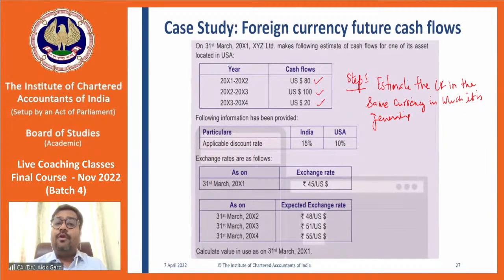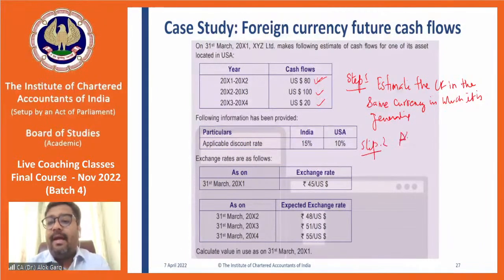So what you will do? You will take the cash flow in the same currency. You will take the cash flow in US dollars only. Okay. First, second, and third year. Second, step two: apply the discount rate applicable to that currency.